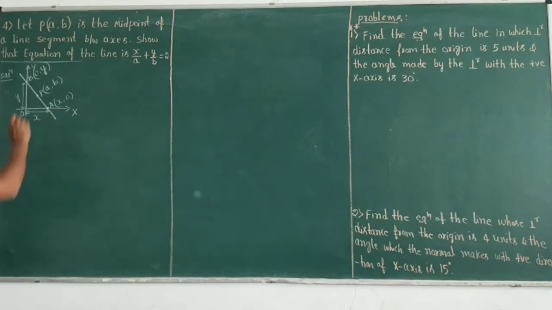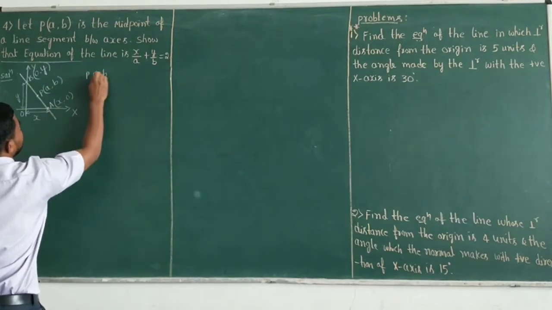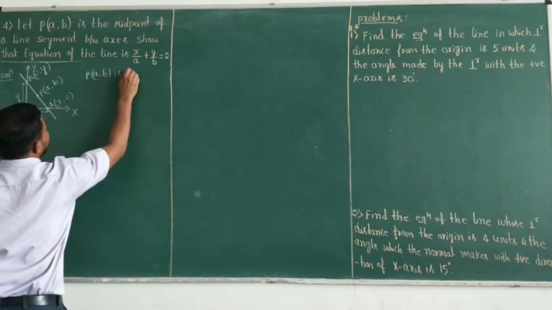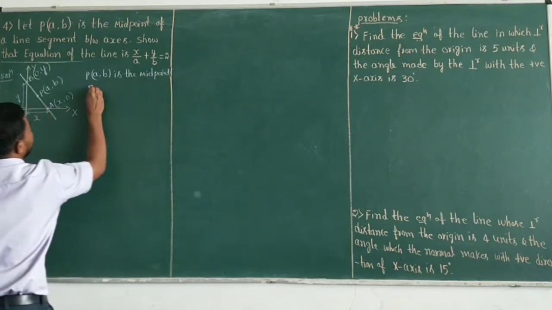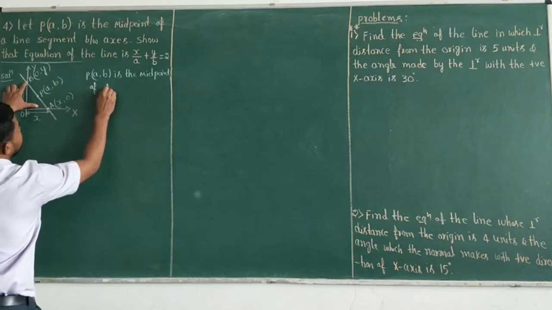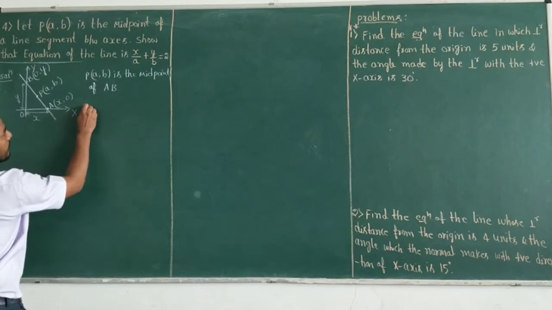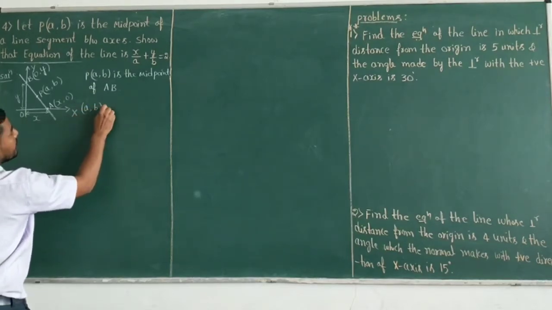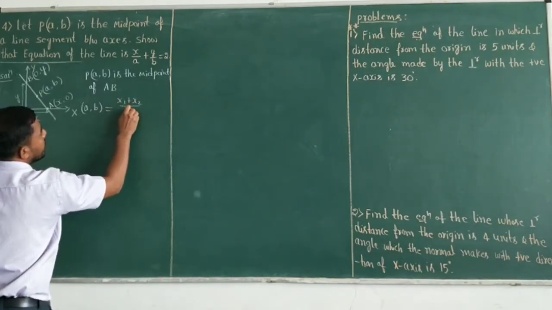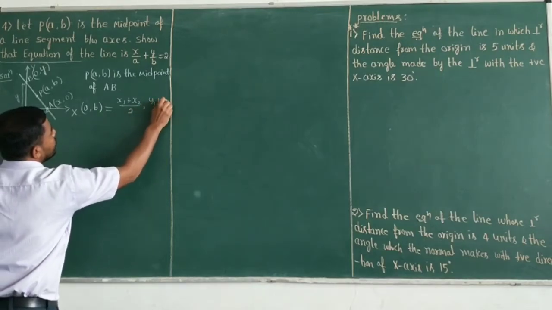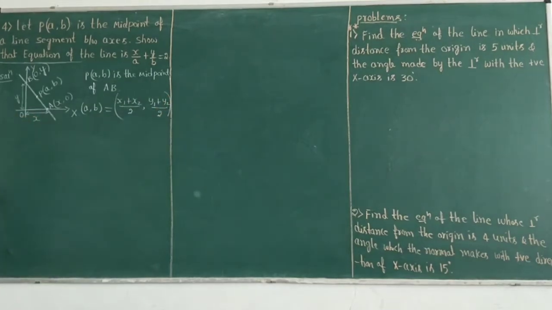So first, they have given that P(a, b) is the midpoint of AB. By the midpoint formula, P(a, b), or in other words (a, b), can be written as ((x1 + x2)/2, (y1 + y2)/2). So this is the midpoint formula. Substitute the values here.